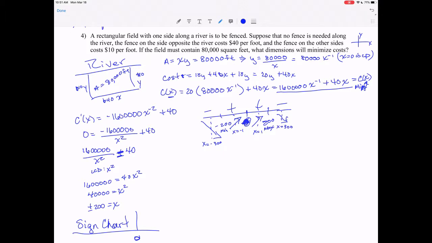All right? So what that tells us is that if x equals 200, then we plug it into y equals 80,000 over 200. So that means y equals 400. Our cost is going to be 20 times 400 plus 40 times 200, equals 16,000.